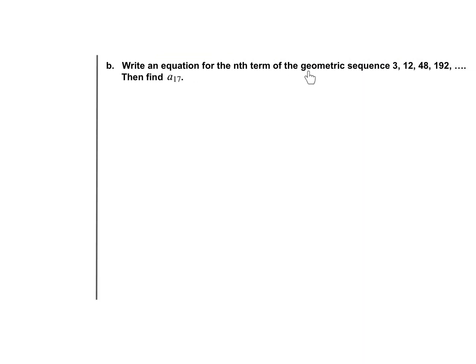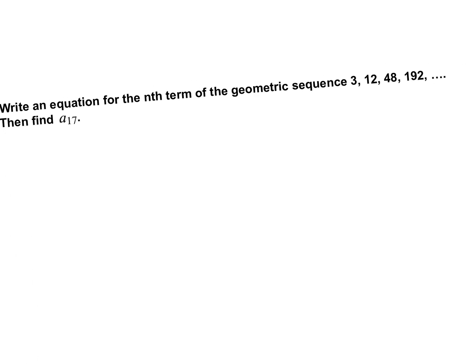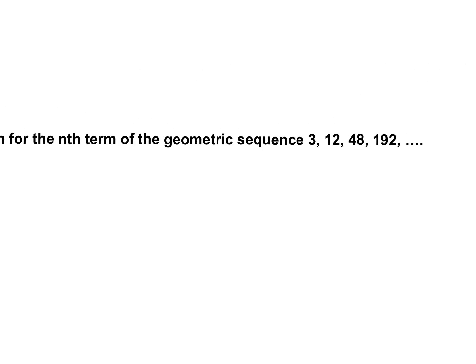Part B, we're going to do the same exact thing. We just have a different sequence. And then we're going to find not the 10th term, but the 17th term. So I'm going to write a sub 1 above each term, and so on and so forth, so we know where we start. We start at 3. And we need to know how we change.